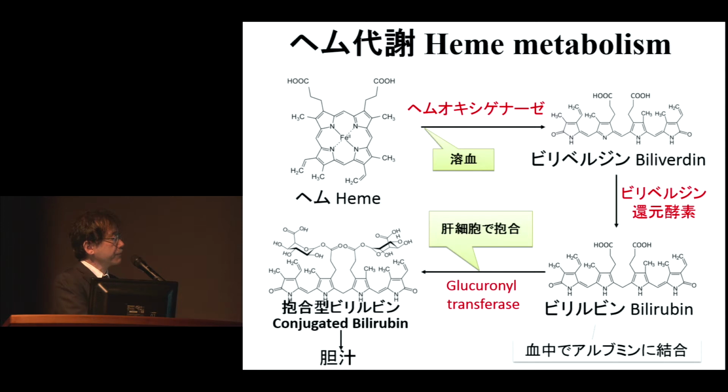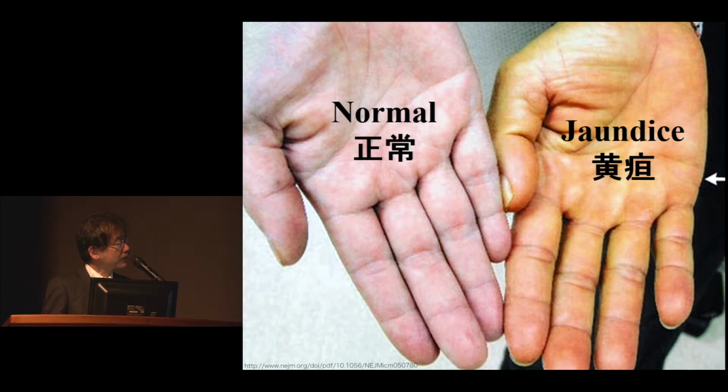Bilirubin is lipophilic, it's not water soluble. So in our blood, it's bound to albumin and transported to the liver. In hepatocytes, it is converted to bilirubin glucuronide, and this water-soluble molecule can be excreted into bile. In this metabolic flow, when hemolysis is increased or hepatic function is impaired, bilirubin may accumulate inside the blood, also in the extravascular tissue, and that causes jaundice.